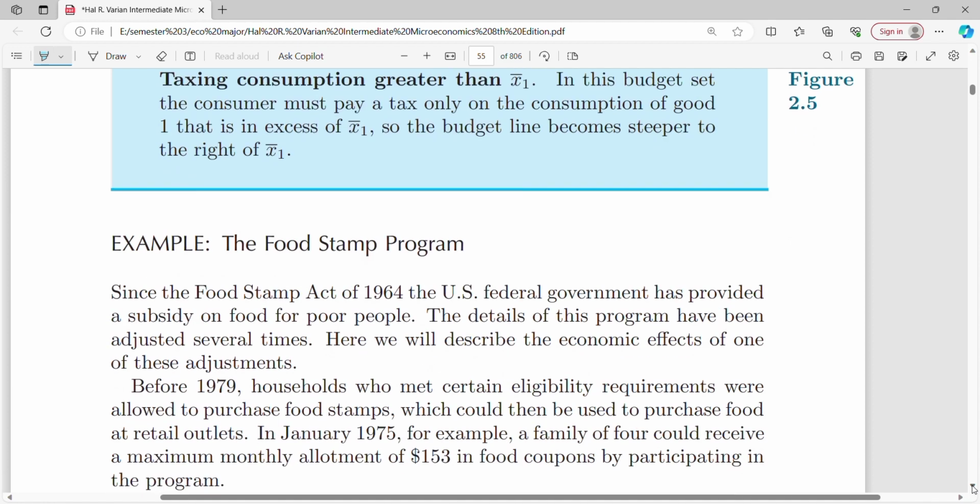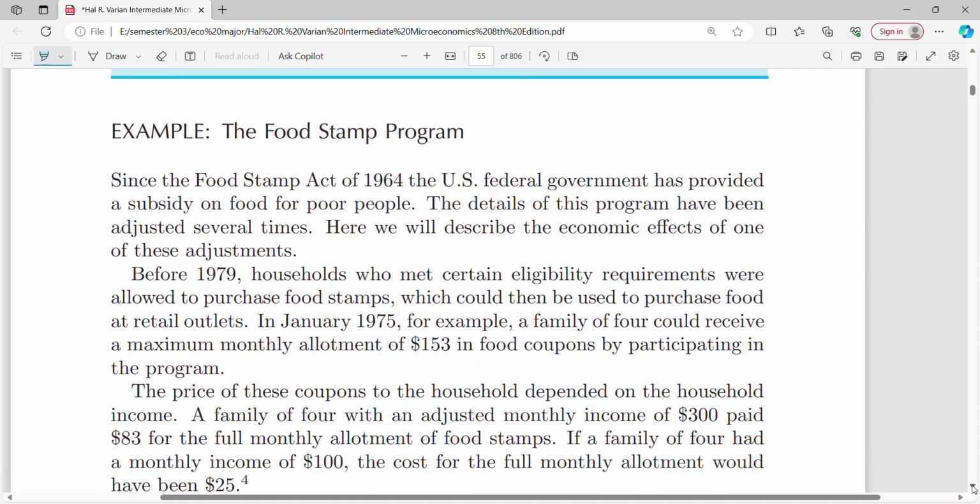So we're done with that part also. And next is an example, the food stamp program. We can just read it and leave. I'll go with that.